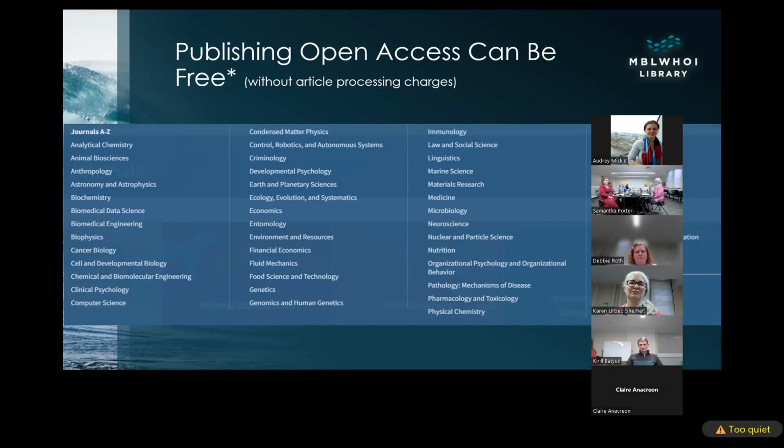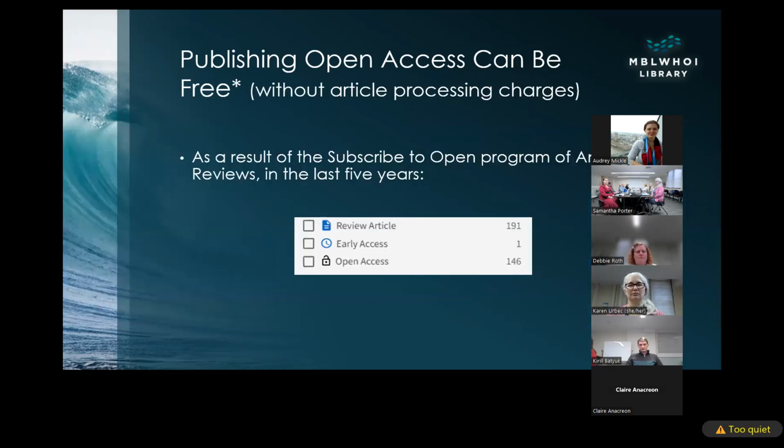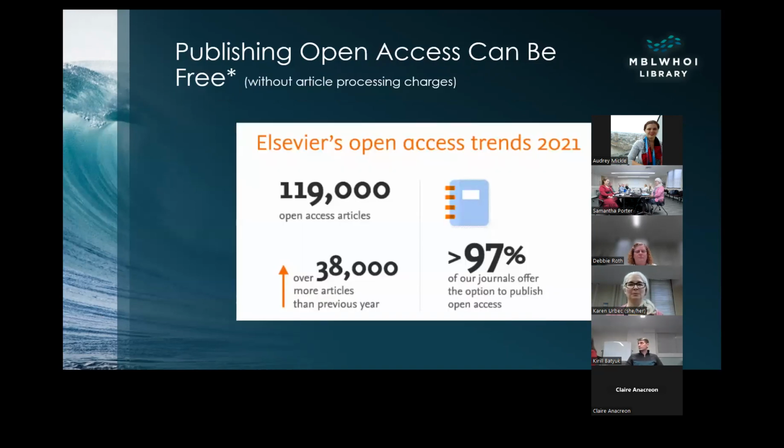And in the last 5 years or so, 146 papers coming out of Woods Hole were published in Annual Reviews. So to begin to close up here, here's a look at open access publishing in recent years, just looking at Elsevier, which we subscribe to probably about 30 journals from. In 2021, they published over 119,000 open access articles, which was significantly more than the previous year, and those figures keep going up for all publishers.